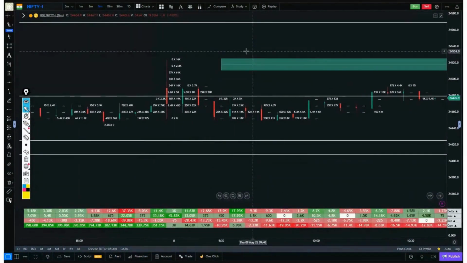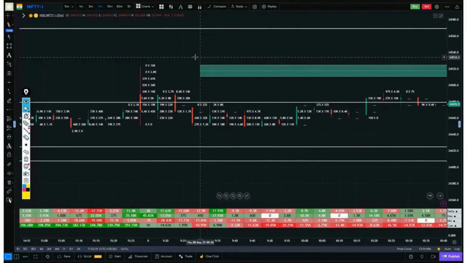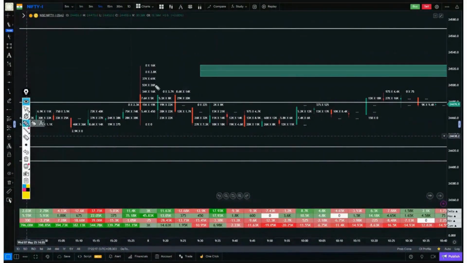For instance, let's look at the buyers for a moment. Here, how will we read the buyer and seller? Like in the first candle, there are more buyers. Let's say in this candle, we will go towards the buyer's side. We went to the buyer's side and we'll look at the zone where the most buying occurred.